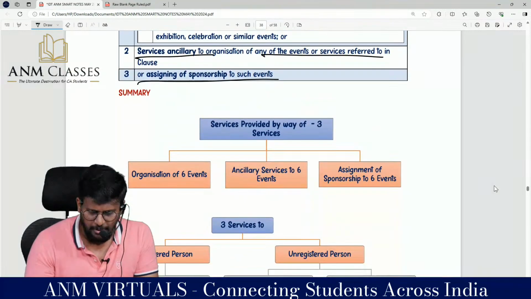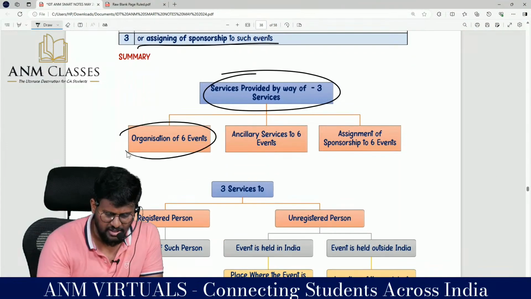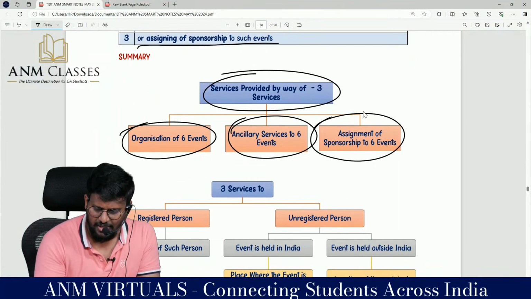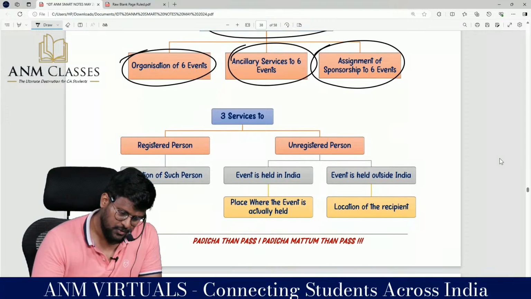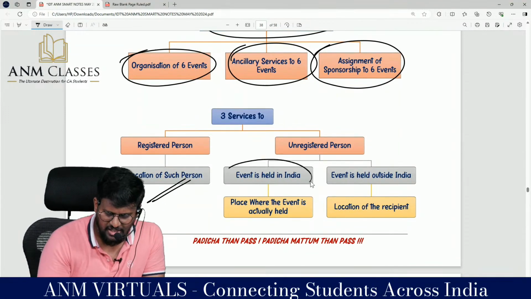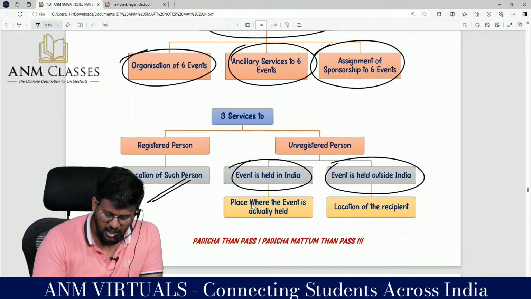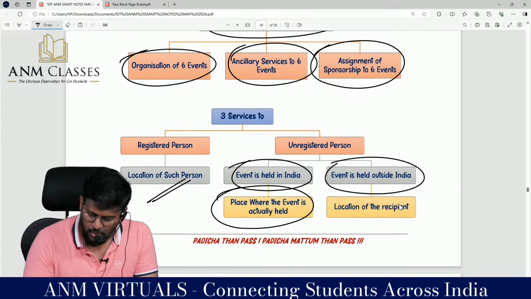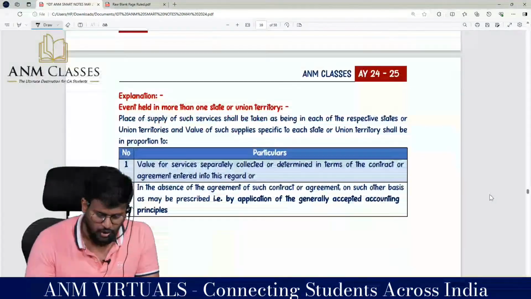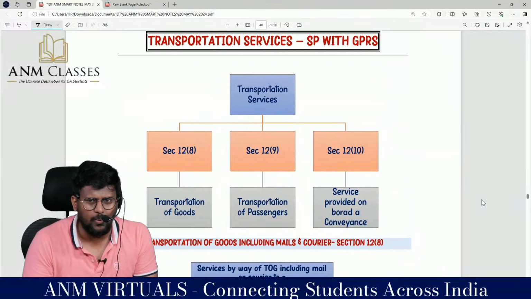Assignment of sponsorship. A service provided by way of these 3 services: organization of events, ancillary services to events, assignment of sponsorship. If these 3 services are provided to a registered person, location of the recipient. To an unregistered person, you have to check whether the event is held in India or outside. Event is held in India, the place where the event is actually held. Event is held outside India, the location of the recipient. Right?